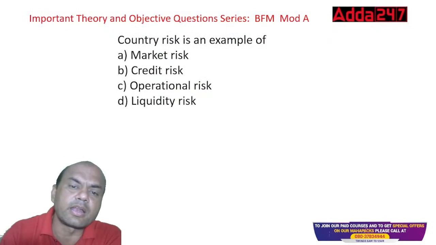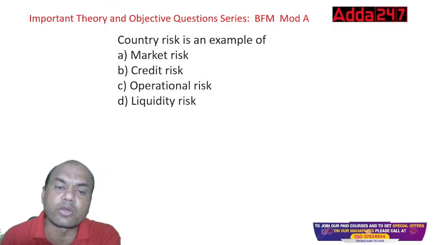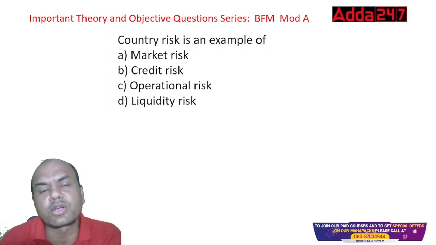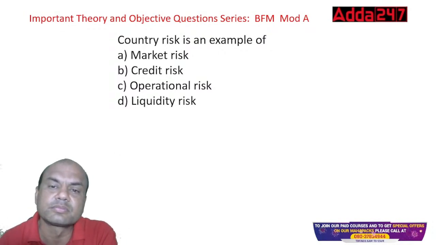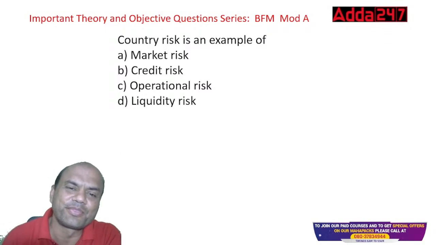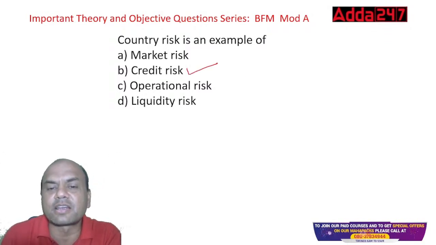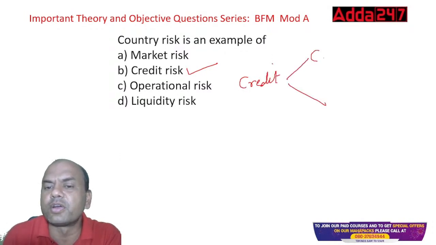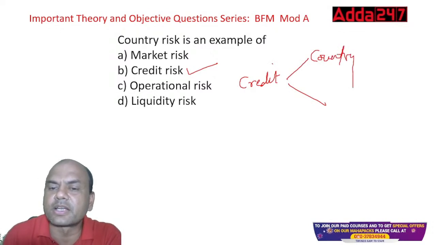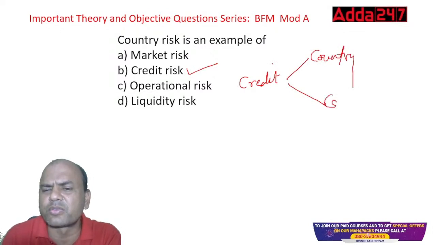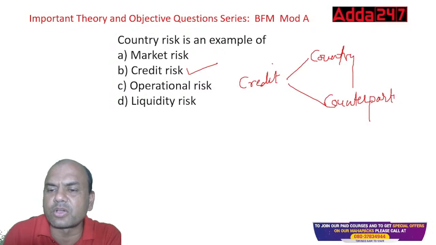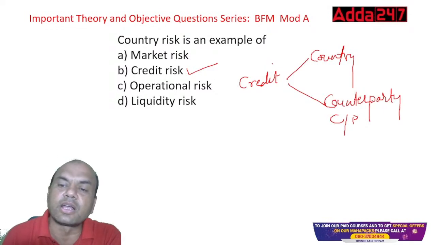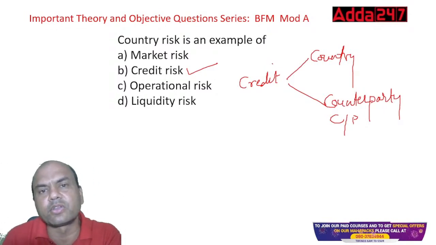Country risk is an example of market, credit, operations, or liquidity risk? So country risk is an example of what? It is a part of credit risk. See here, credit risk always is of two types. Always remember this: one is country and the second is counterparty. I'll write counterparty in full, because many students might not understand this. The short form of this is CP. So country risk and counterparty risk. Credit risk always has two parts.